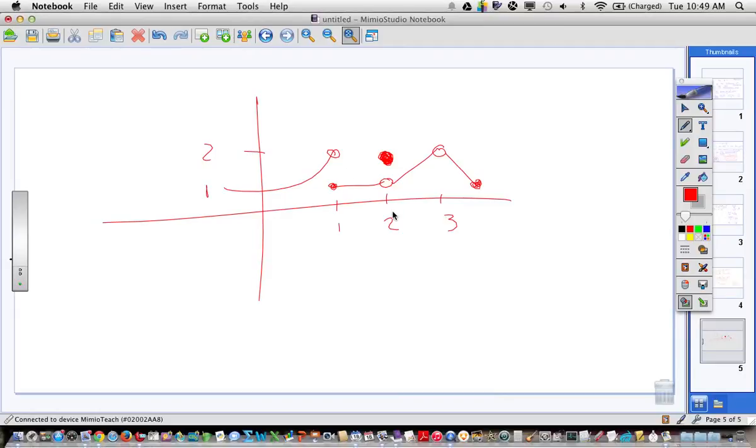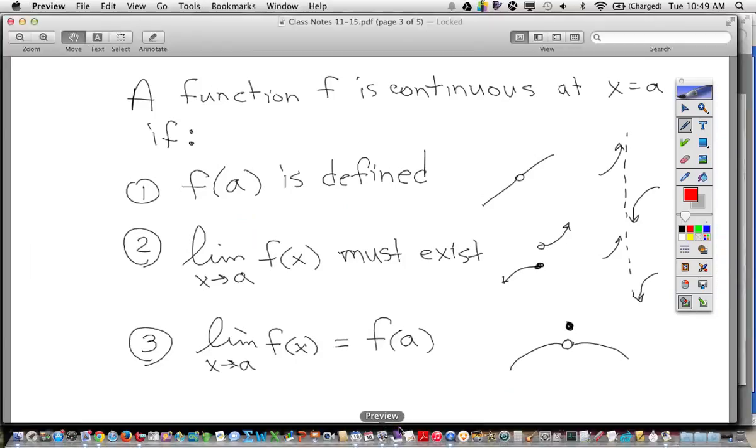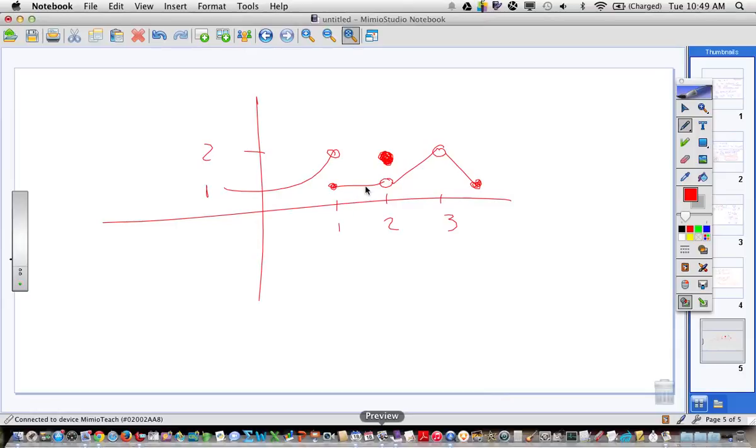At 2, is it continuous? You have to lift your pencil, don't you? Why is that one not continuous? This one right here. There is an output at 2, f of 2 does exist, and there is a limit. They're just not the same. The limit is 1, that's where the cars meet, but the output, f of 2, is up here. So number 3 fails. The limit does not equal the output. And is the function continuous at 3?